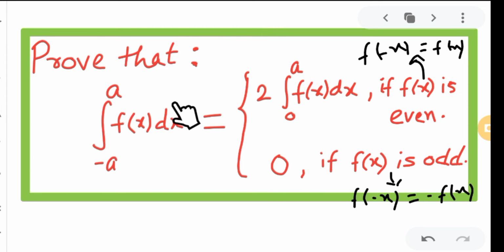So in this we will use the properties of definite integration. Correct? Properties of integration. Okay. So we have to prove. I am taking LHS and I will prove that it equals the RHS based on the given condition. Okay. So I am taking LHS.